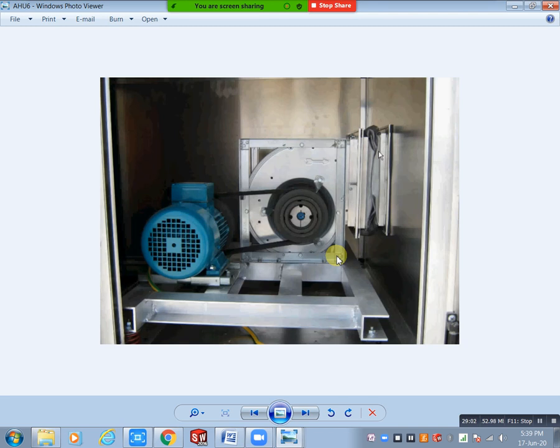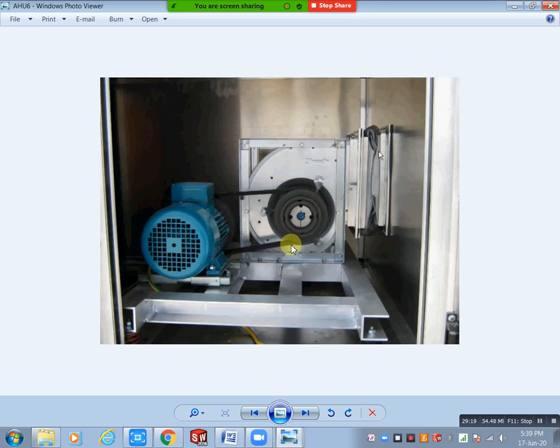This is the entire setup of this machine. I am explaining the entire machine: how we can see it, how many chambers and how many sections there are. You will get some information. This is our AHU, and we can see this type of sections. This is the blower casing.